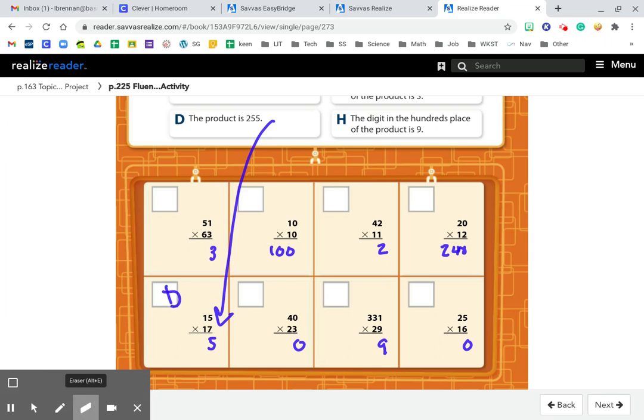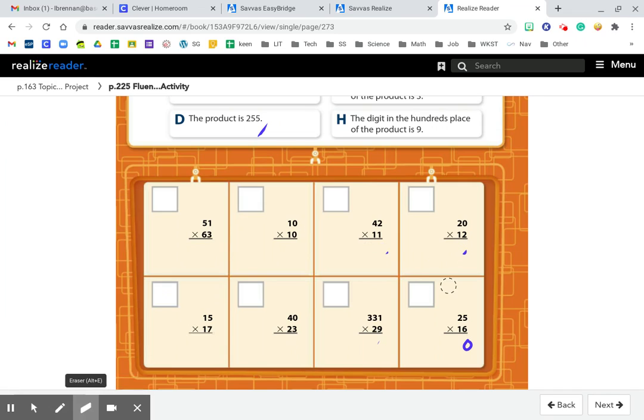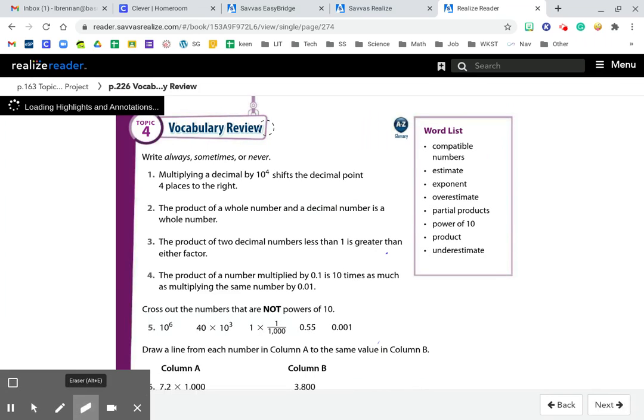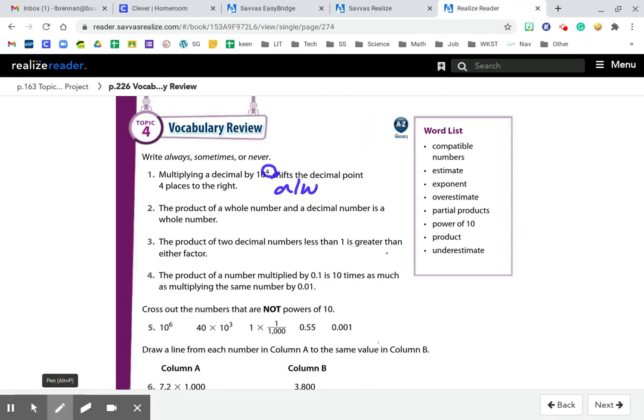So you can use some strategies to help you solve these without having to actually solve every single problem. And I know you learn a lot of those tricks in First in Math if you've done your VIFs. So you're going to go through your fluency check, use a calculator to check your work. Then you're going to do vocabulary review, writing always, sometimes, or never in the responses. Multiplying a decimal by 10 to the fourth shifts the decimal point 4 places to the right. And when you do 10 to the fourth, it's always going to go to the right. And number 2, the product of a whole number and a decimal point is a whole number.